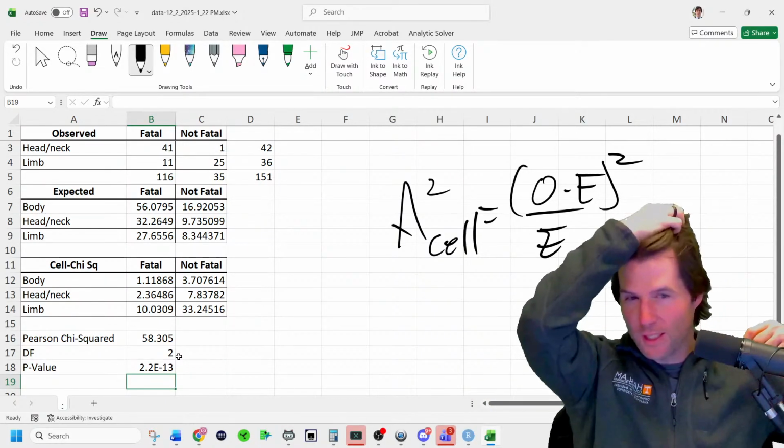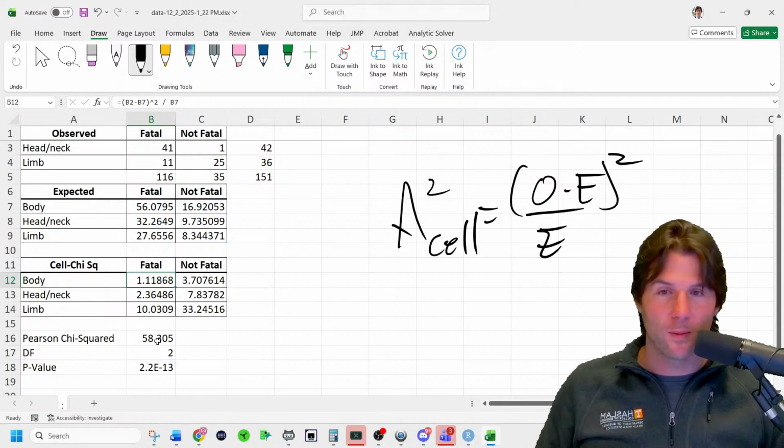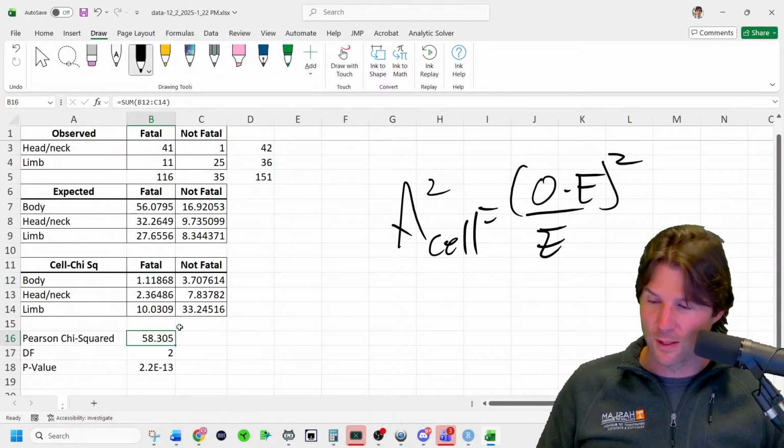What is the multiply button in Excel? Just add a star right there. Which one are you wondering about, Steven? Let me know which one you're stuck on or anything.